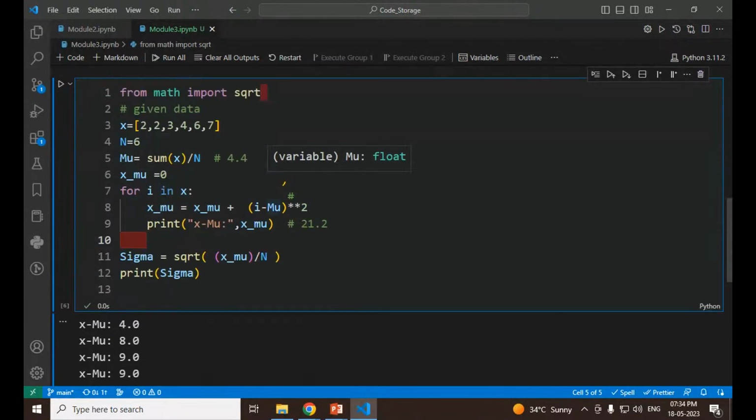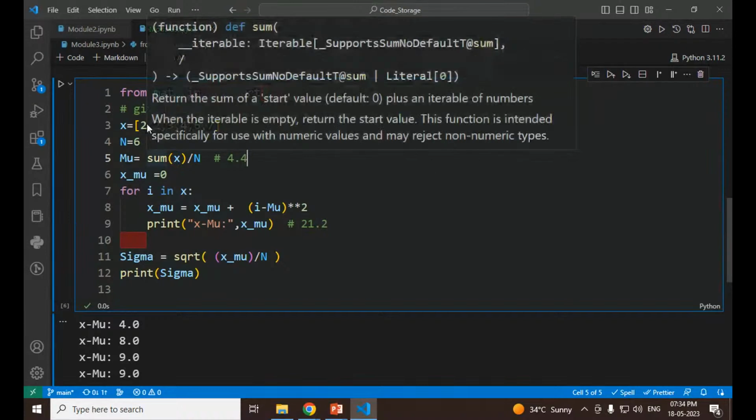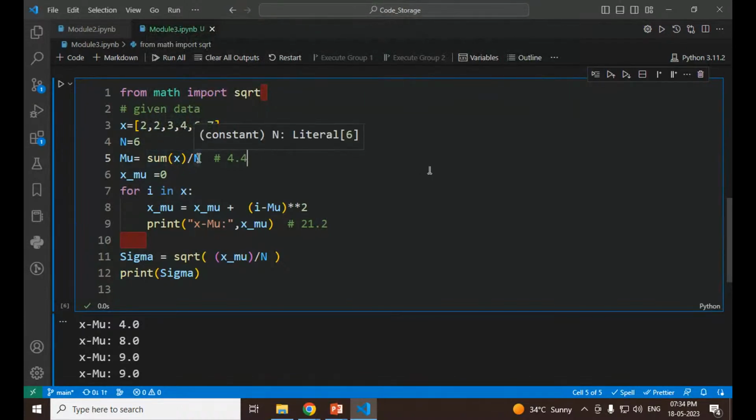Okay, now you just scan the program and see if you can understand everything. The formula, everything is clear. The list you have taken, n we have taken as 6, count. Mu, we are trying to find the sum of all the numbers divided by n. n is 6. We did use that. And we have taken this variable, initialized to 0 so that you can use it in the equation here.